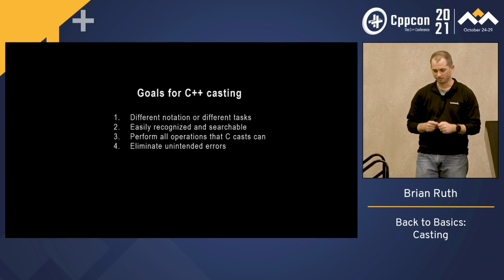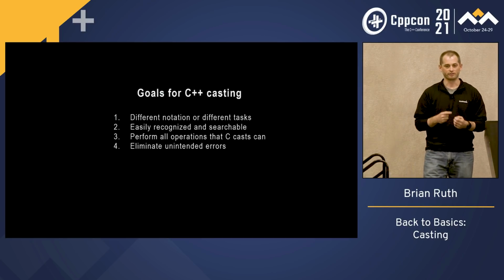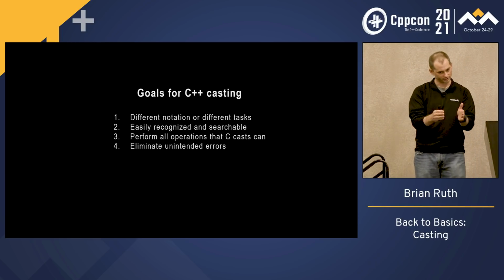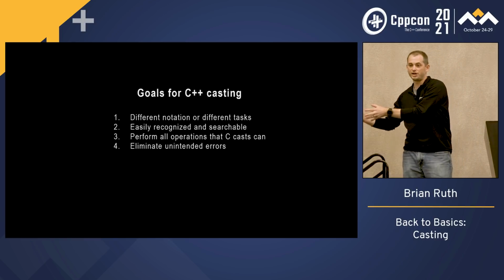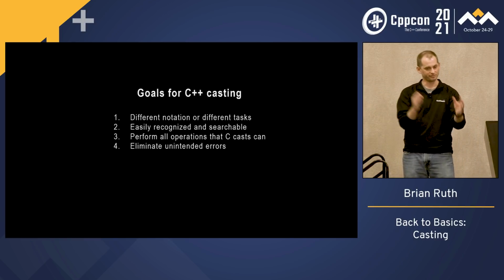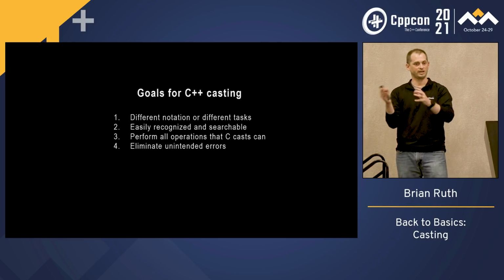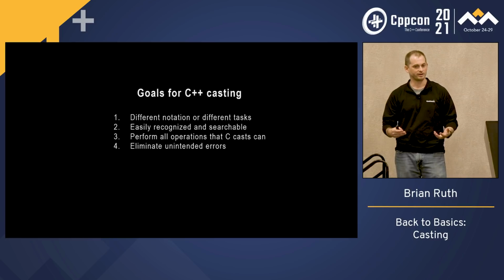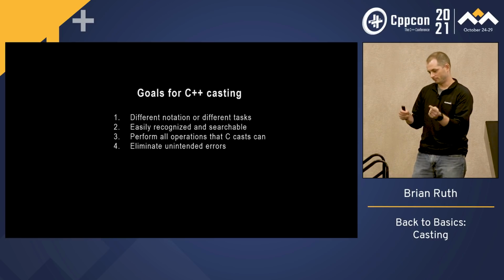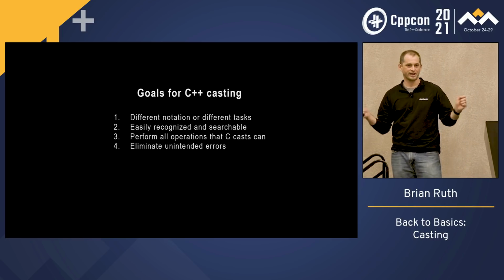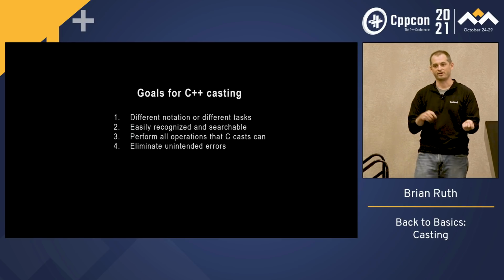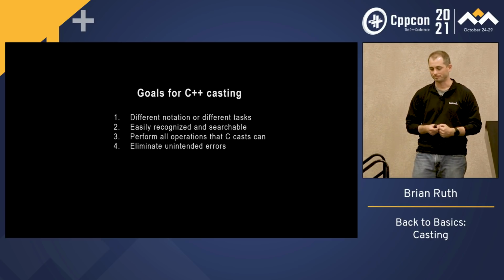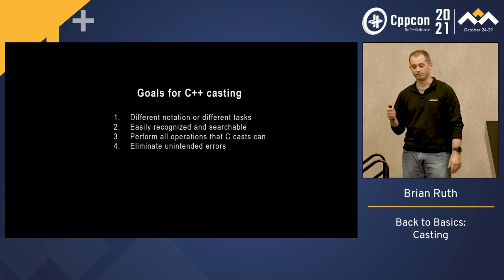So when developing casting for C++, the stated goals were different notations for different tasks. So if I'm just navigating an inheritance hierarchy, I want to have one type of cast I can search for. If I'm completely changing the meaning of a set of bits, I want a different cast. If I want to just indicate that I'm switching between two things, I want a third cast. And those are going to be easily recognized and searchable. But side note, you have to perform all of the operations, even the unsafe ones, that C-style casts allow, because you don't want to have any room below C++ to not allow something to happen. And just eliminate unintended errors like we saw previously.